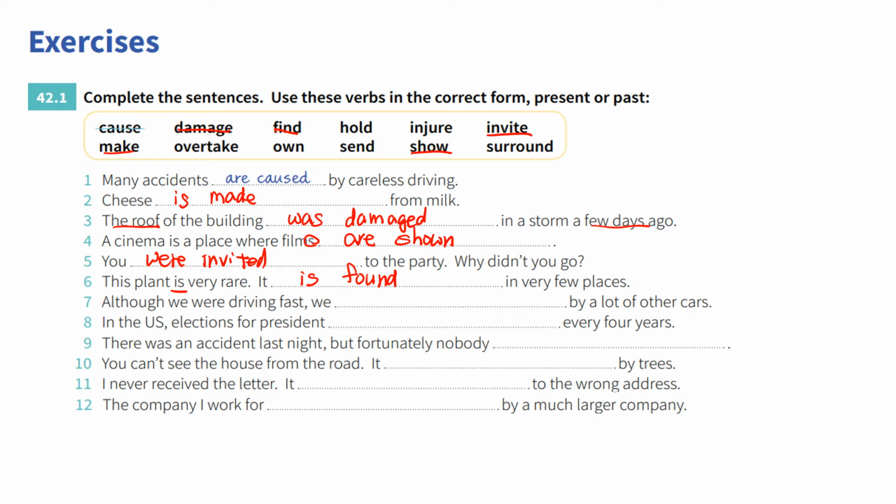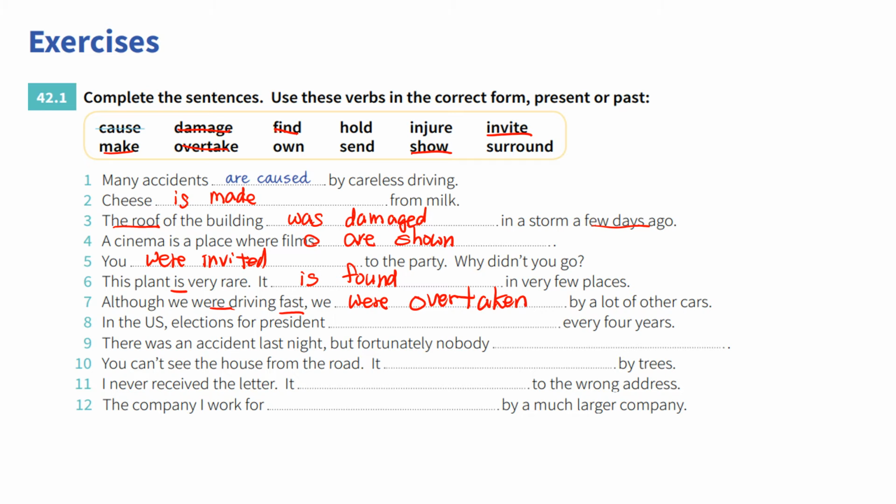Although we were driving fast, we were overtaken by a lot of other cars. We were driving fast, but we, okay, so past, we were, and then overtaken, we were overtaken by a lot of other cars.